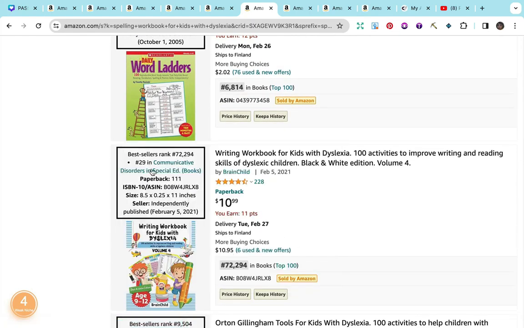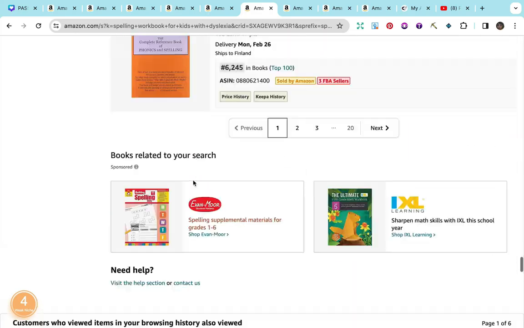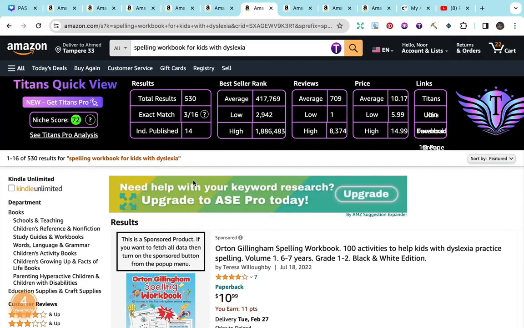This one here is under 100,000, so it's sitting at 72,000. We've got 9,500, 2,000 as well. So we have more than 3 books under 100,000 for the bestseller on the first page, and this is also a great indication and an extra check that we can make.